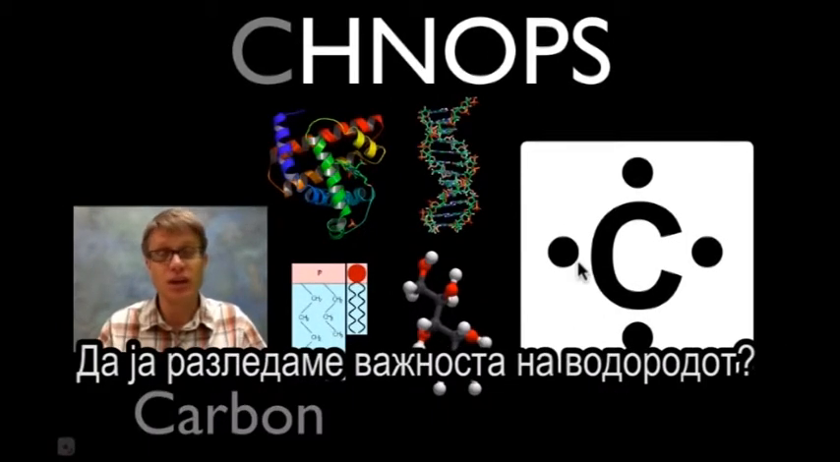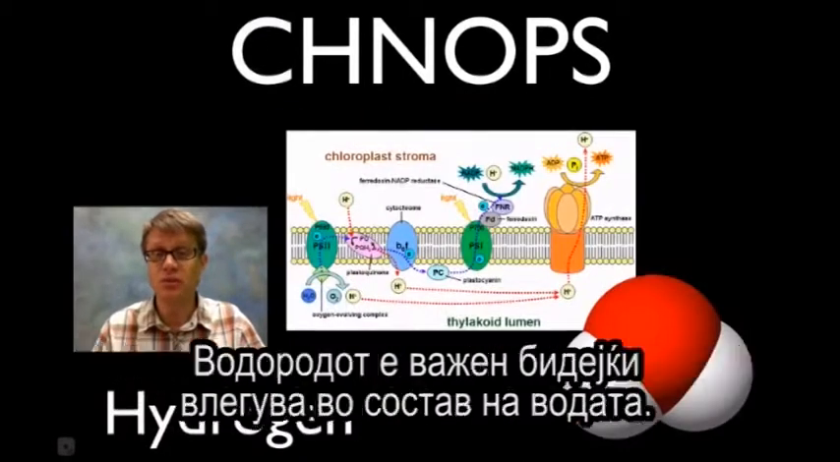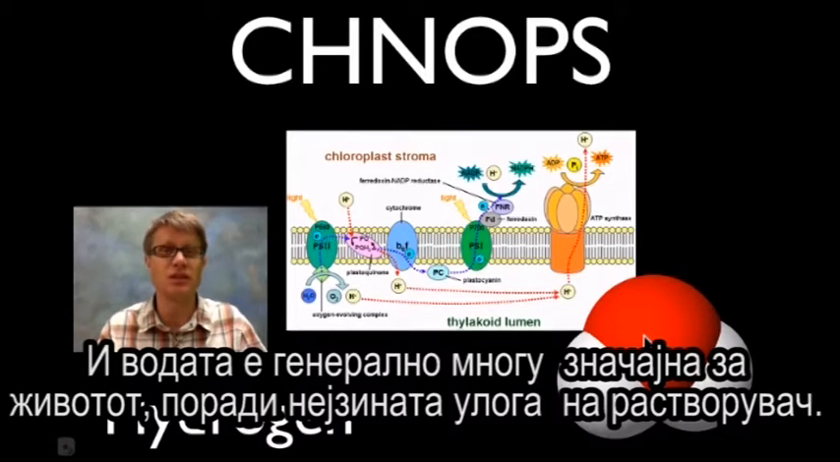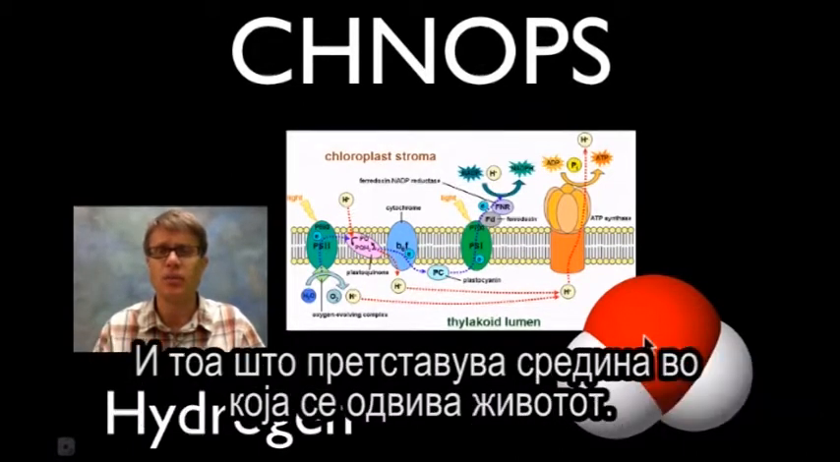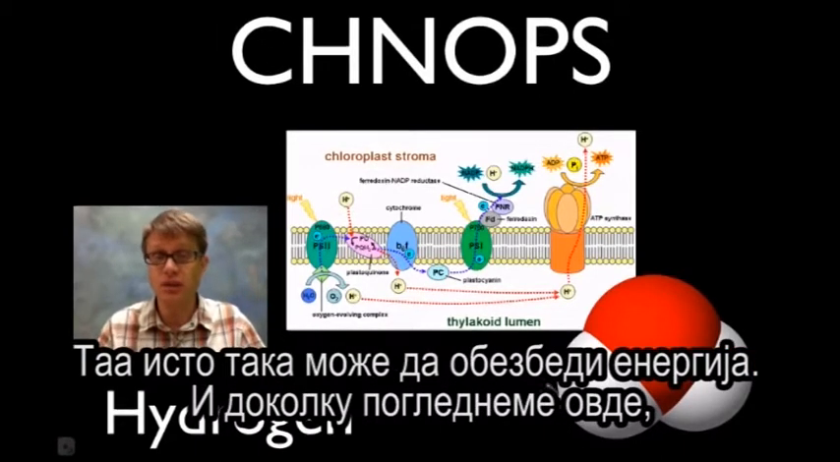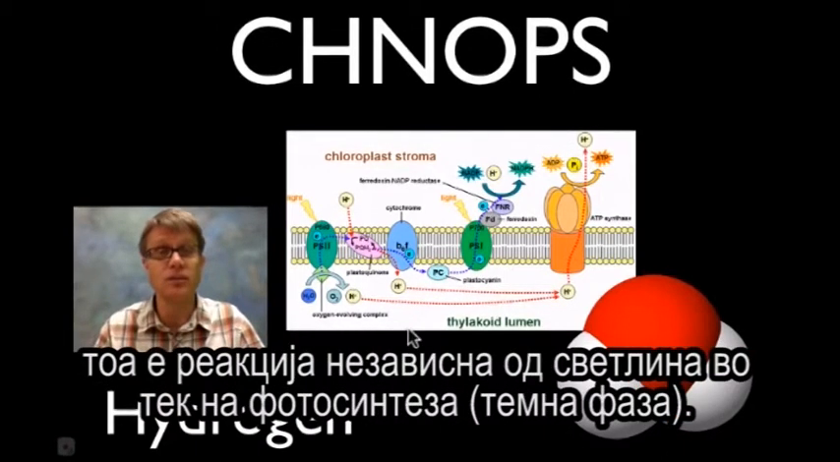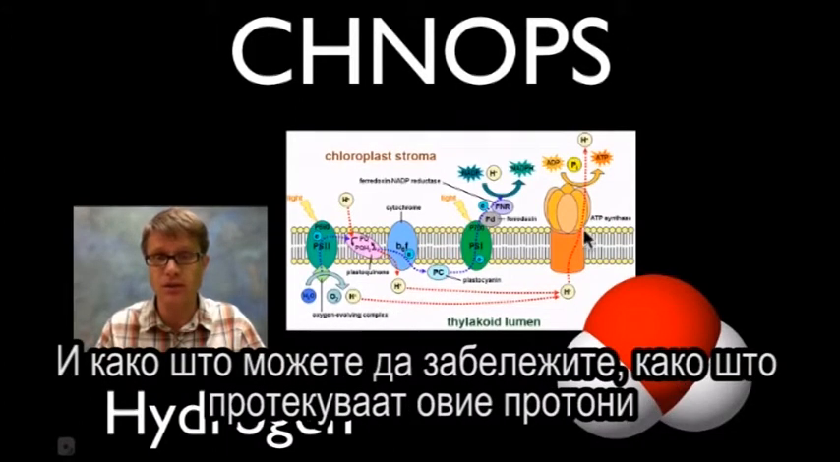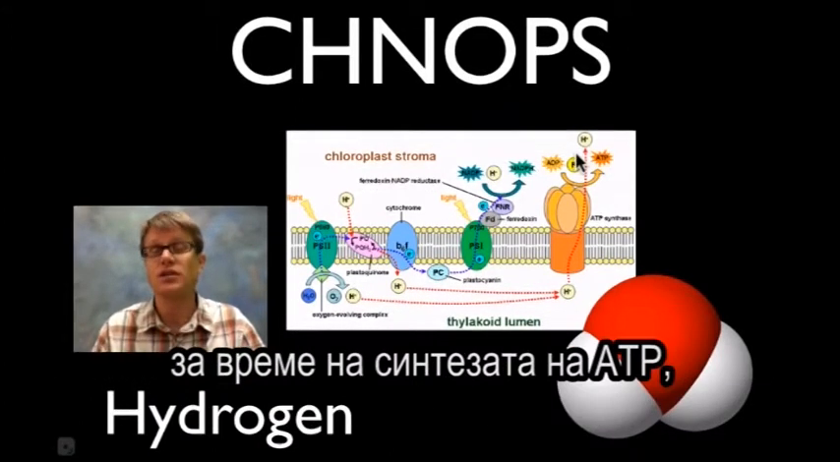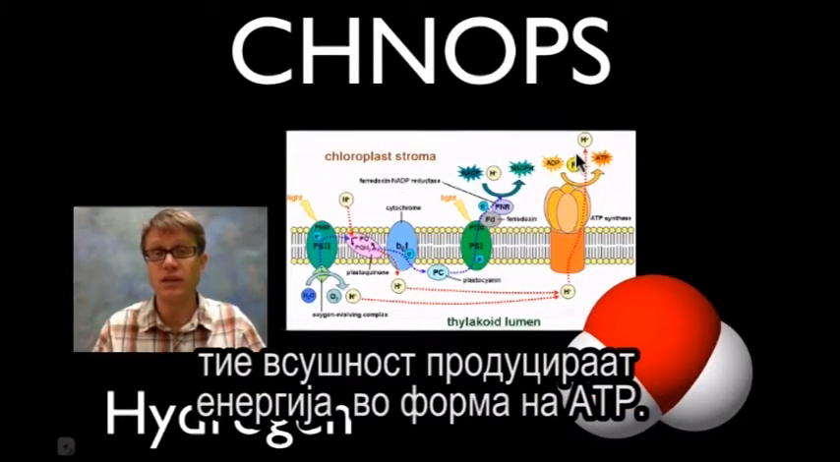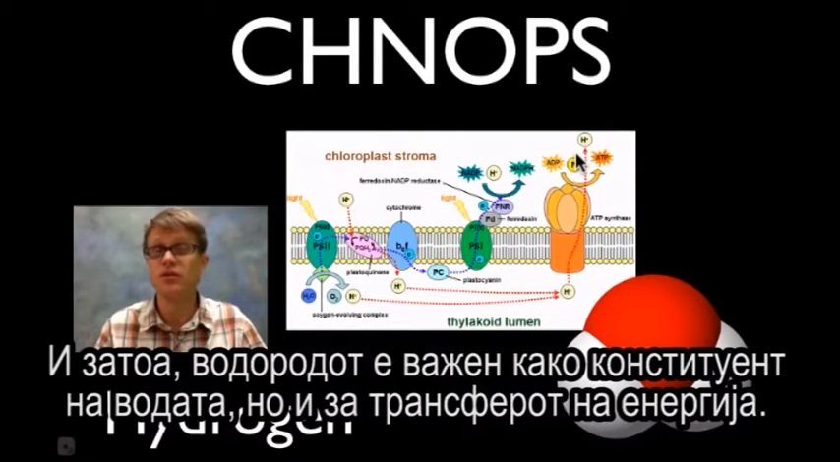If we go to the next one, why is hydrogen important? Hydrogen is important because it makes up water, and water in general is important just because of its solubility, and it can provide a medium where life can exist. But it also can provide energy. And so if we look here, this is the light-dependent reaction in photosynthesis. And you can see these protons, as they flow through ATP synthase, are actually making energy in the form of ATP. And so hydrogen is important just through water, but also energy transfer.